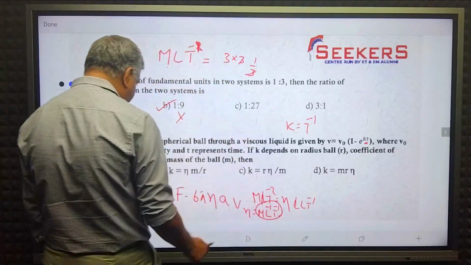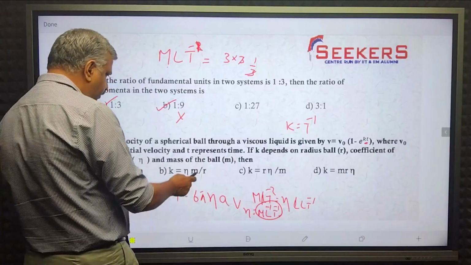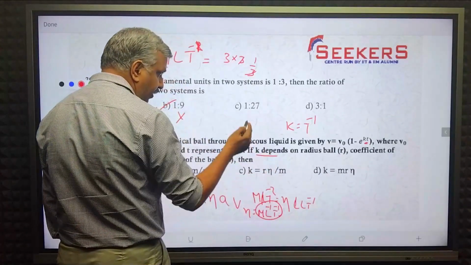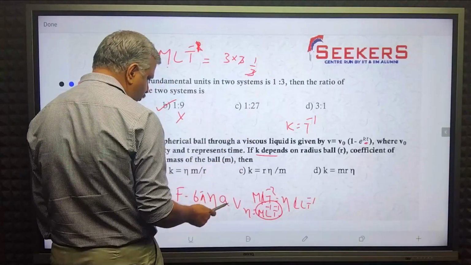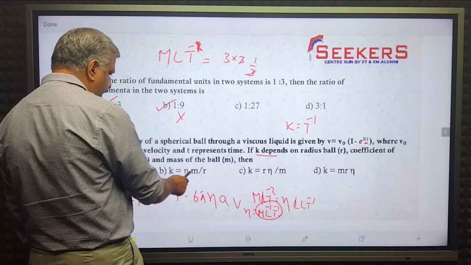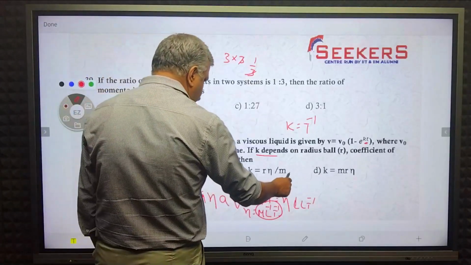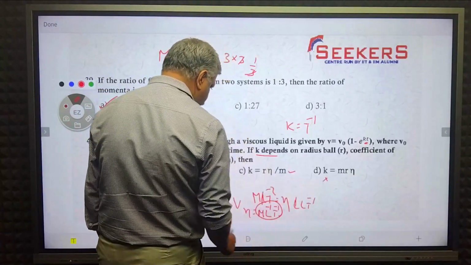Okay. So now let me see. So first thing is, K will not have any M, will have dimensions of T power minus 1. So M should not be there. So first thing is eta and m should be one in numerator, one in denominator. So this could be, this could be, this cannot be. So one of these two.